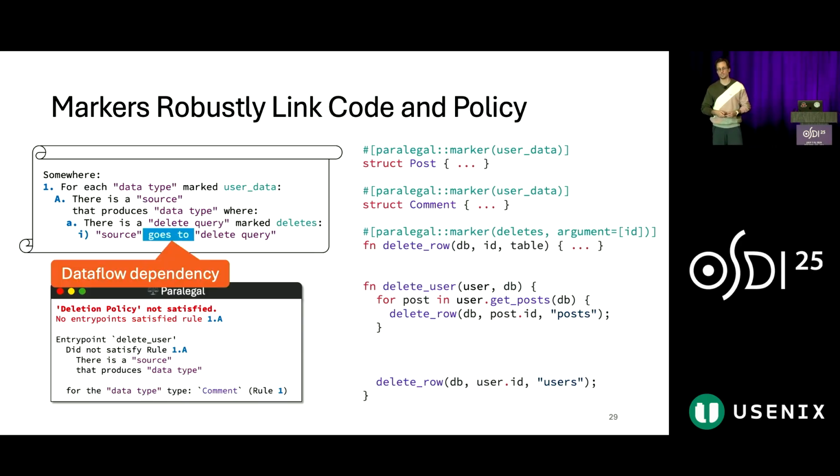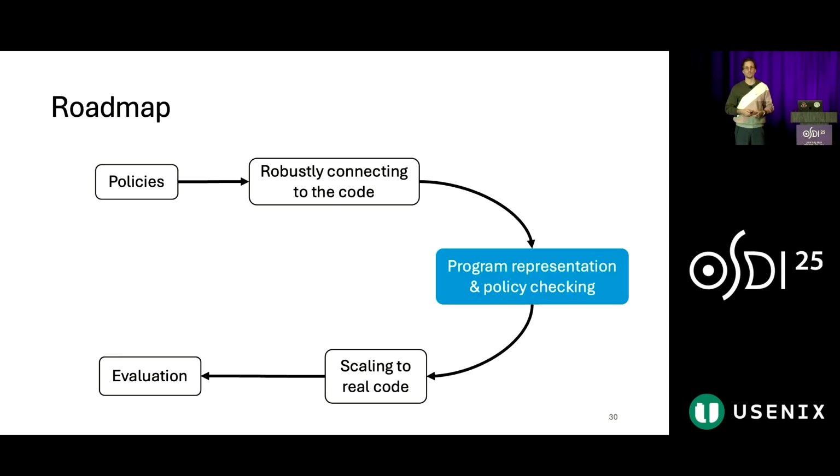This clause is a statement about data flow dependencies in the program, so how two values in the program relate to each other. And I'm going to show you how Paralegal actually represents those dependencies to be able to check this policy.